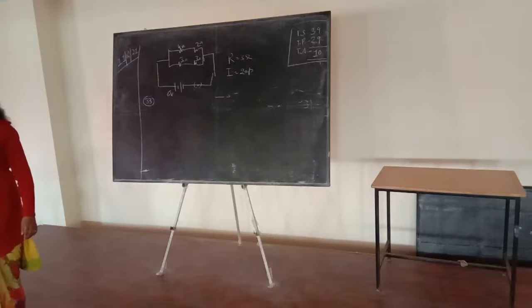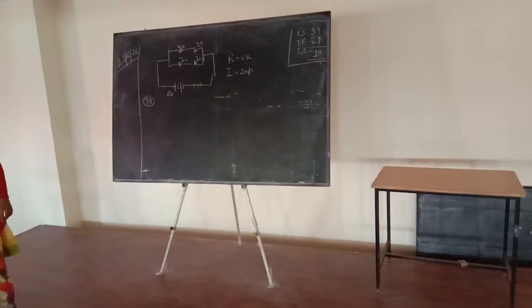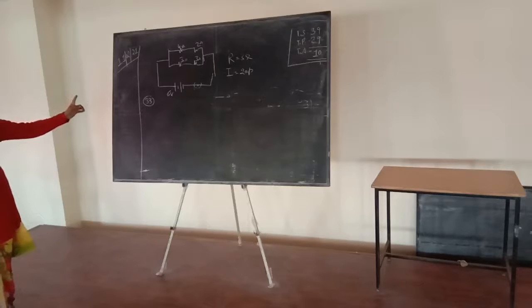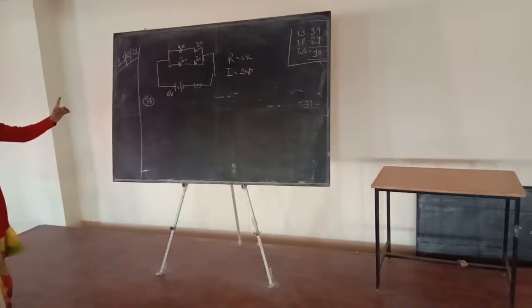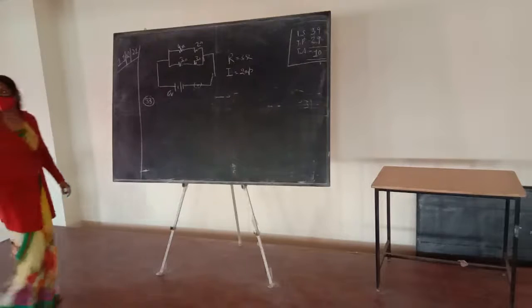Saurabh. Where is Saurabh? Yes, Saurabh. Okay, how can you find the current in this? What is the value of V and R? Good. And R? Yeah. Good, Saurabh. Very good, Saurabh.